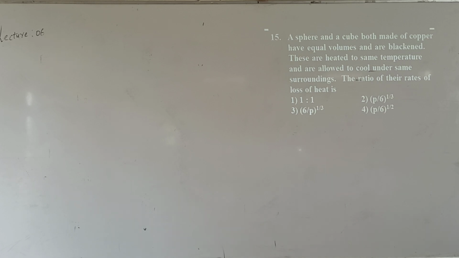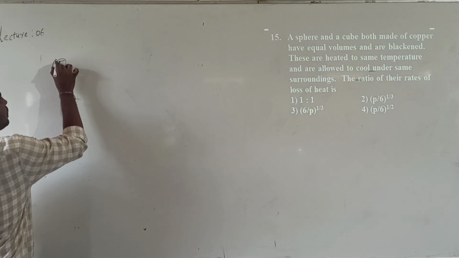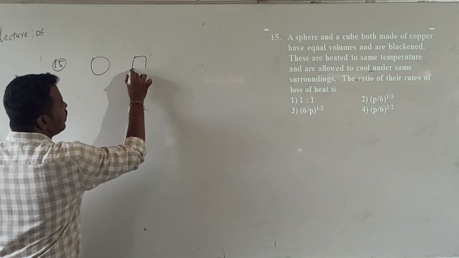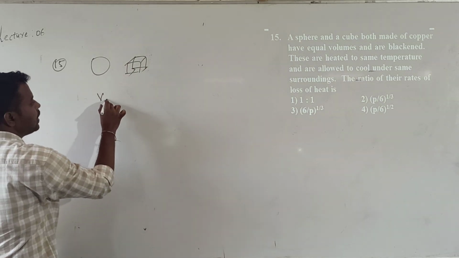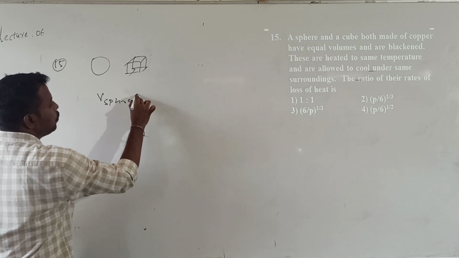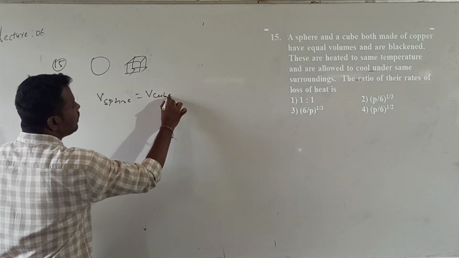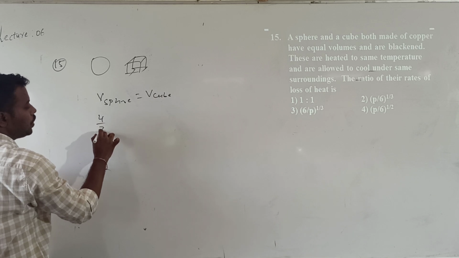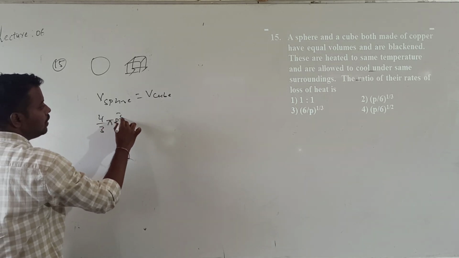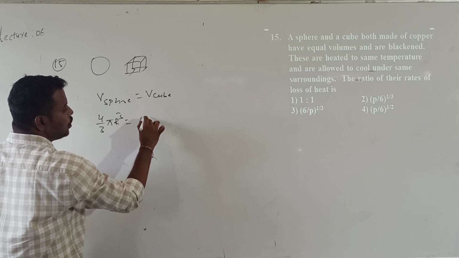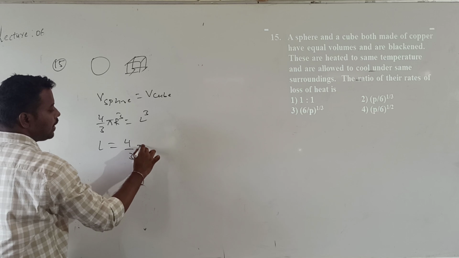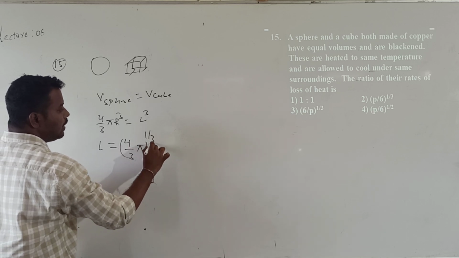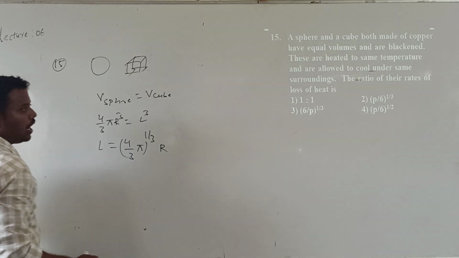A sphere and a cube, both made up of copper, having equal volumes. One sphere is there, one cube is there. Both are made up of copper and have equal volumes. So the volume of the sphere is equal to the volume of the cube. Sphere volume formula 4 by 3 into pi r cube is equal to the volume of the cube formula L cube. From this, L value is given by 4 by 3 into pi whole power 1 by 3 into r cube power 1 by 3, that is, value r.